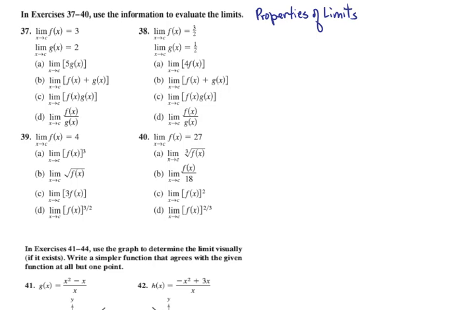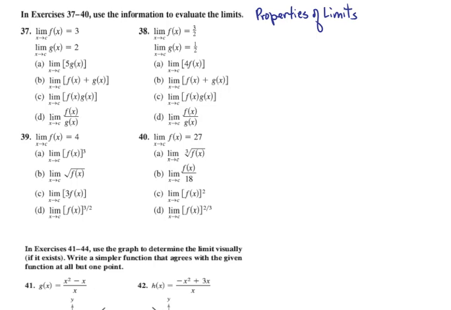So for example, in problem number 37, we have the limit as x approaches c of f of x is 3. We don't know what the function is, and we don't know what c is, but we're just told that that limit is 3. And we're also told that the limit as x approaches c of g of x is 2. Then we're going to use that information to evaluate these four expressions, or these four limits below. Now the first one says the limit as x approaches c of 5 times g of x.